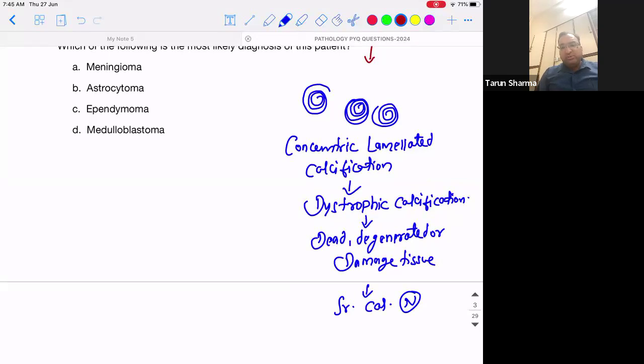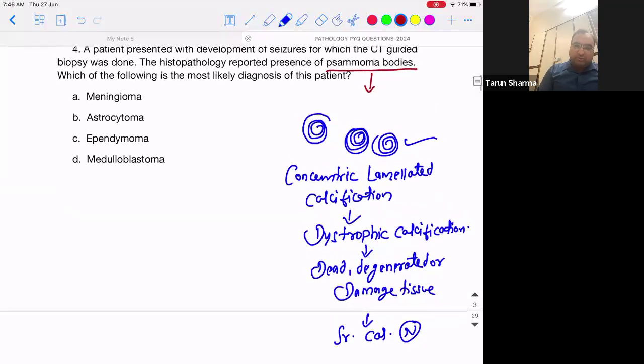So why is this name given to these calcifications? Why are they not called only dystrophic? Why are they called psammomatous? Because they have a specific pattern of deposition. They have concentric, lamellated depositions, which are seen only in psammomatous calcification. So psammomatous calcification will be seen in which type of brain tumor? The question is that one. The answer is meningioma.